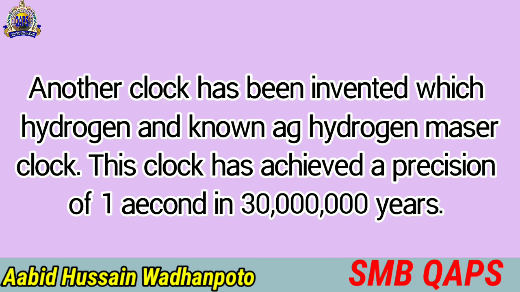But another clock was invented which uses hydrogen and is known as the hydrogen maser clock. Okay, and this was also a clock which has a convenient way to measure the accurate time, and there was not much difference in the time, like this also takes 30 lakh years. So here if we talk about the advantage of these two clocks, the cesium 133 mass number clock, and the second one the hydrogen clock.